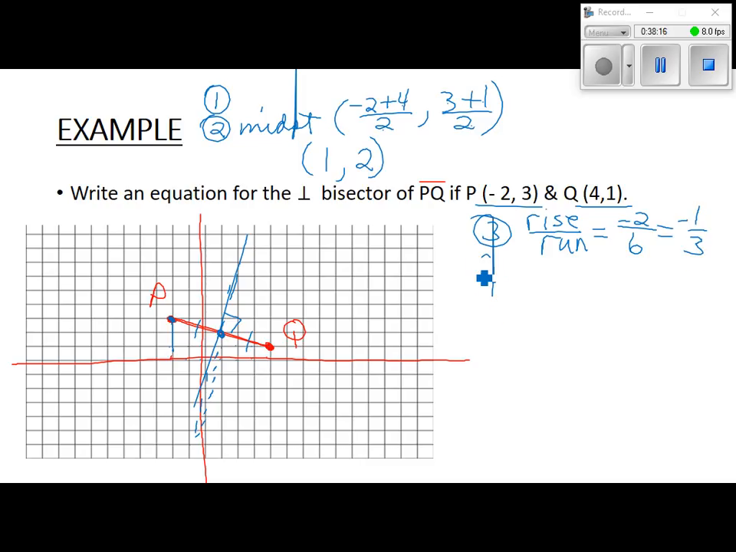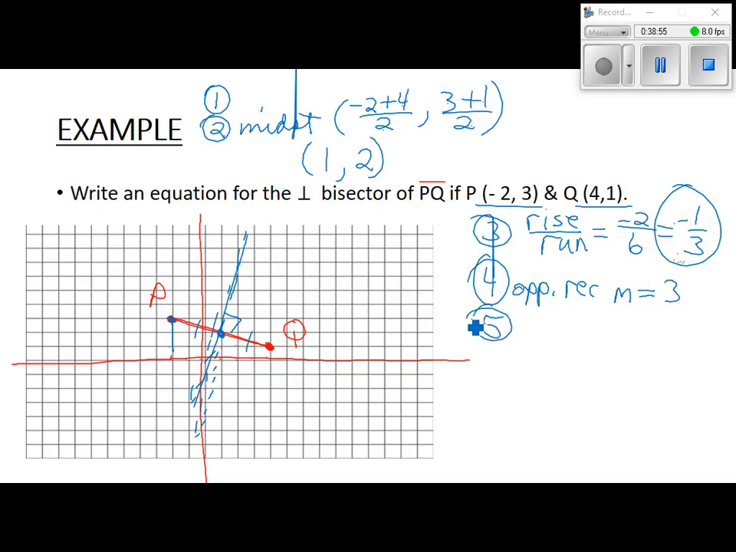Step 4, that's the slope of the original line. We want the slope of this blue line that goes through here that's perpendicular to that original segment. So what we want is the opposite reciprocal. Well, the opposite reciprocal of this -1/3, we flip it over and we change the sign. So we flip it over and we get 3 over 1. It was a negative, so now we're going to make it a positive. So the slope of our new line is just 3 over 1, or just 3. 3 over 1 is the same as 3.